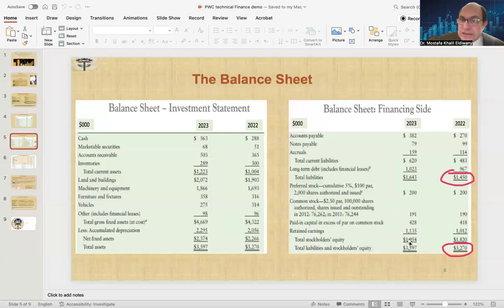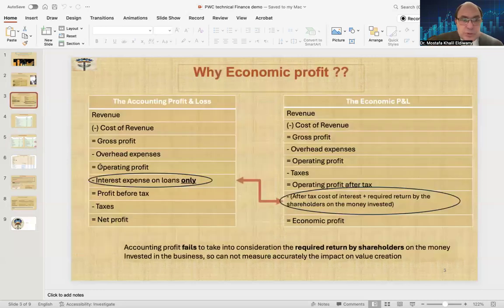So accountants could not quantify a number for the cost of equity and put it as a cost of finance in the profit and loss account. So they don't put it. They only put interest expense. But in reality, in order to make a profit, it has to be more than the required return by the financiers, whether they are from the debt side or from the equity side. This is the economic profit.